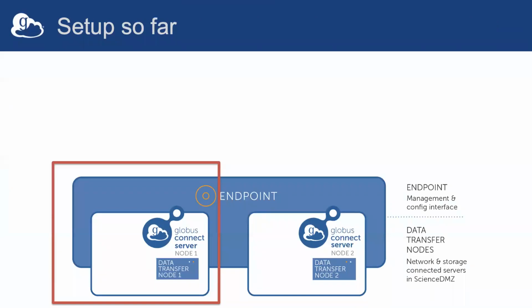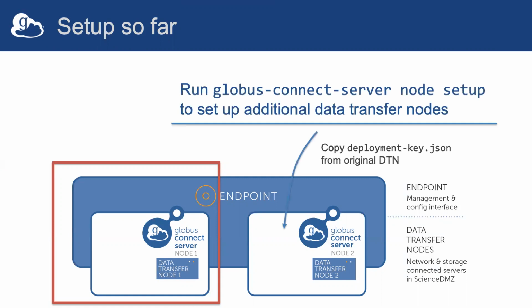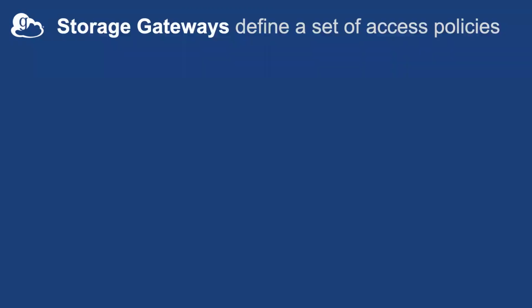So when you're done with that, this is kind of where your setup is, right? You've created a logical construct, and you have one node where GCS is installed, and you have an endpoint with a single DTN. And if you want to add more DTNs, then you would essentially run the node setup command with the deployment key.json. Then the next step in that next layer is the storage gateway, right?